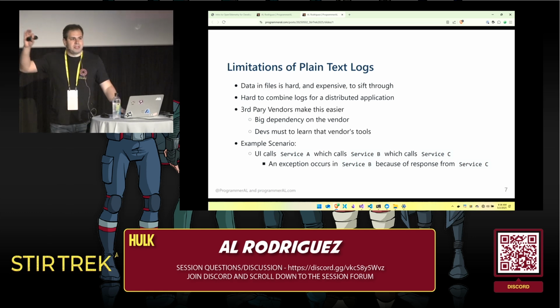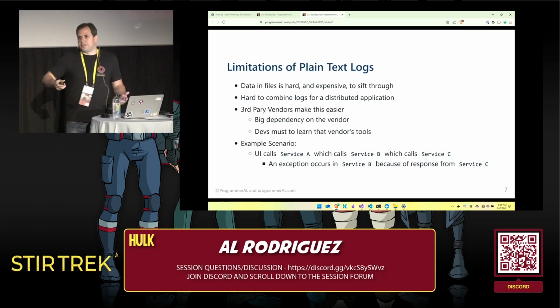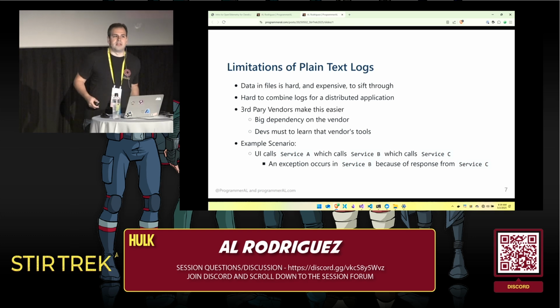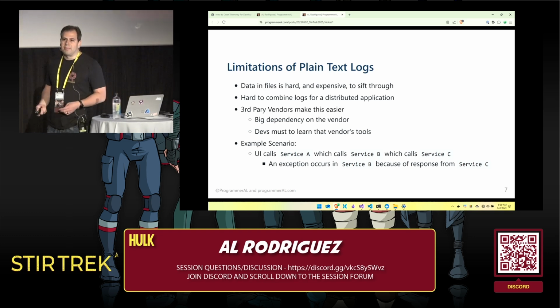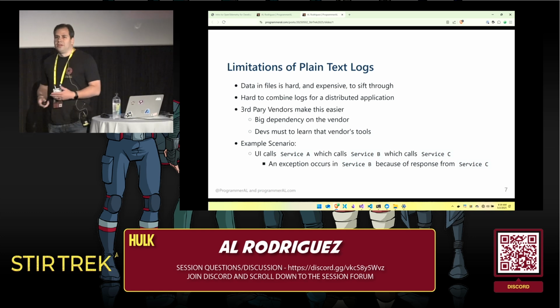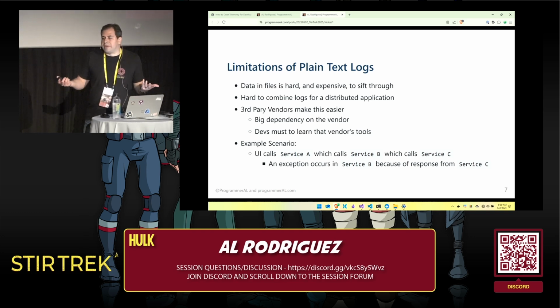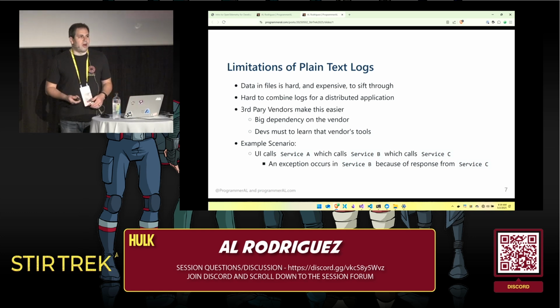Or hey, maybe service A was the problem. It didn't validate input from the UI as it should have, right? Because that's not even listed in where the exception could have happened, right? So a lot of things that we have to think about for distributed applications are just hard to think about sometimes. All right.